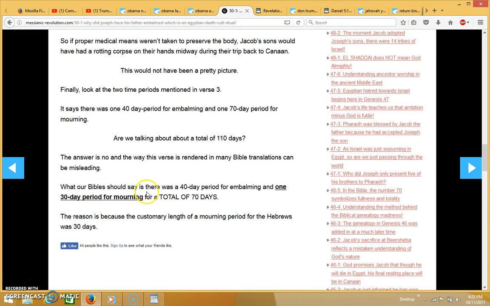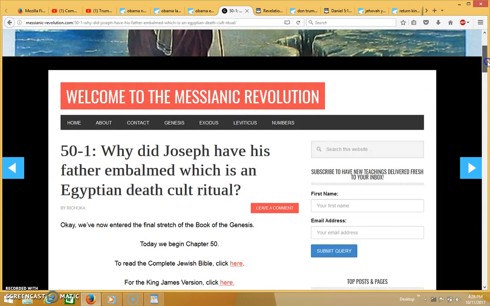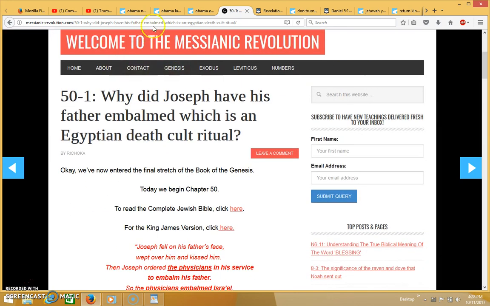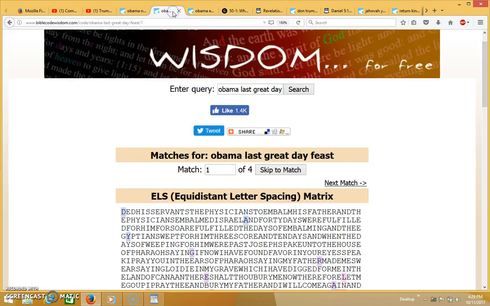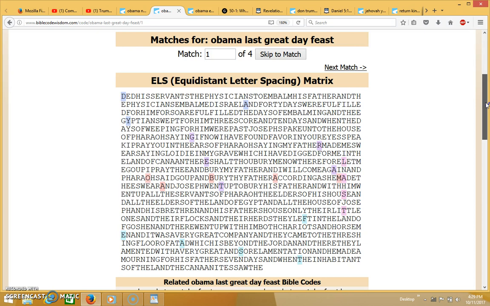What our Bibles should say is there was a 40-day period for embalming and one 30-day period for mourning, for a total of 70 days. The reason is because the customary length of a mourning period for the Hebrews was 30 days. Okay, so this is saying it wasn't the normal procedure to embalm the Israelites, that this was only done because of this rare occasion where Jacob had requested that his body be buried in the Promised Land.